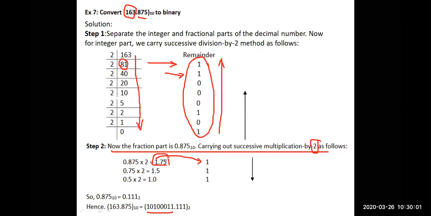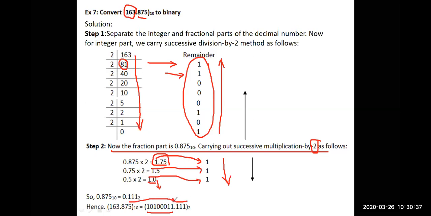So 1.75, then 1 is removed from it and written on the right side. 0.75 multiplied by 2, we get the answer 1.5. This 1 is written here. So 0.5 multiplied by 2, we get the answer 1.0. So all the next multiplications are going to become 0. We should stop here. Now write down all these values from top to bottom. So we have 111 here. This is the conversion of the fractional part.